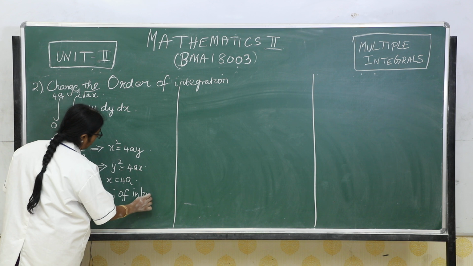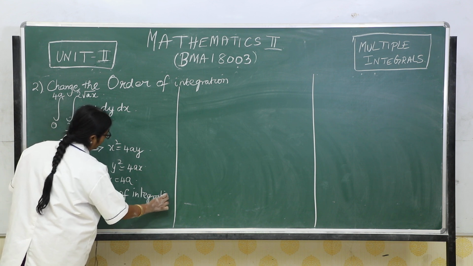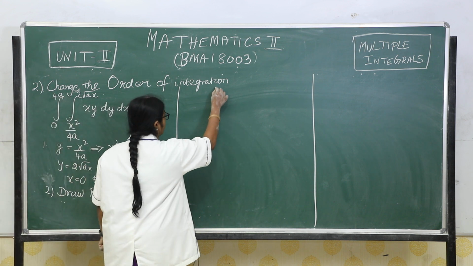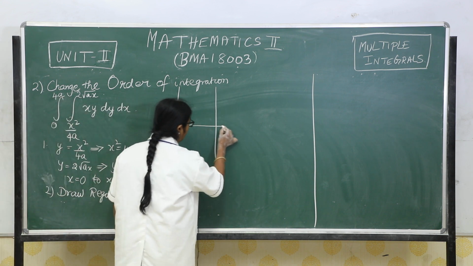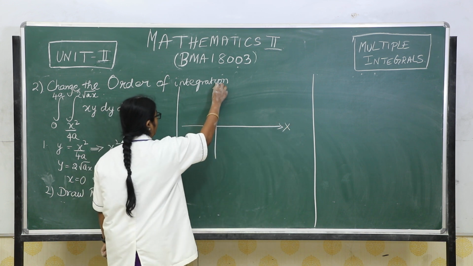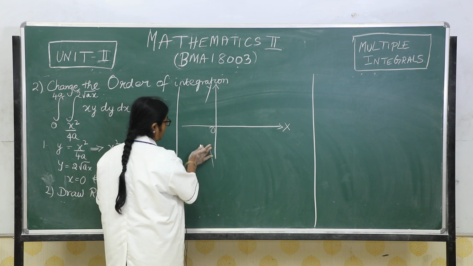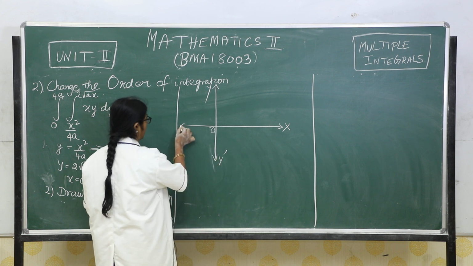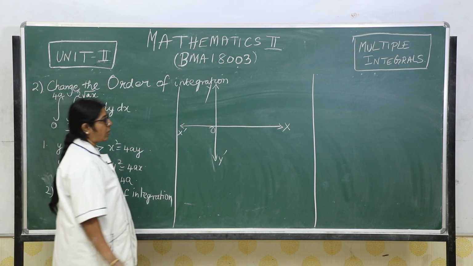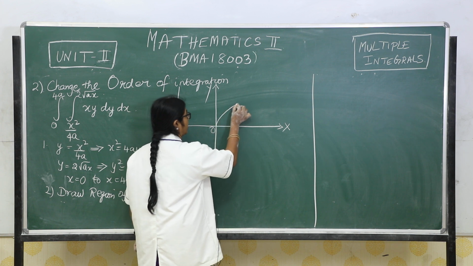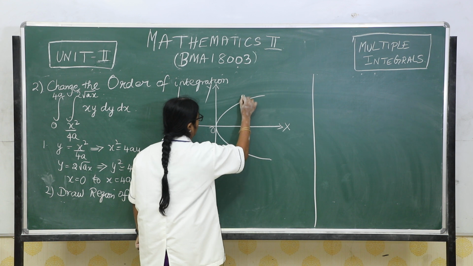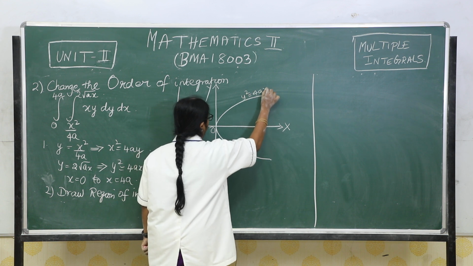I told you already, you should know the parabola, ellipse, hyperbola, circle, straight lines, etc. This is the x axis, origin, y axis. These are the negative y dash, negative x dash. Now, coming back here, what is y squared equal to 4ax? Y squared equal to 4ax is a parabola which is right open. Standard form of the parabola, y squared equal to 4ax.